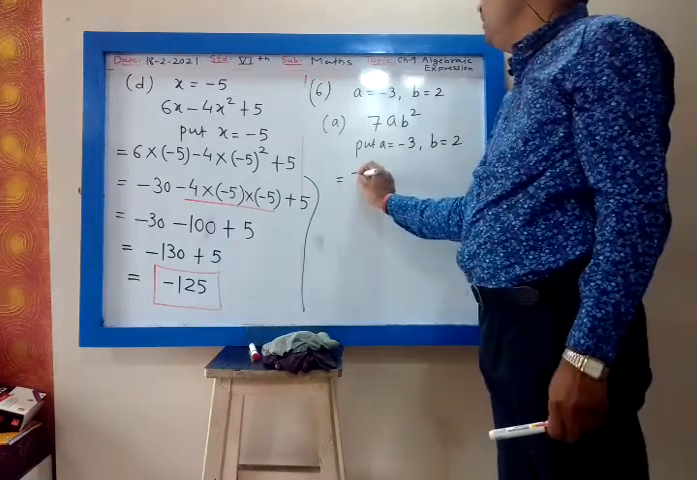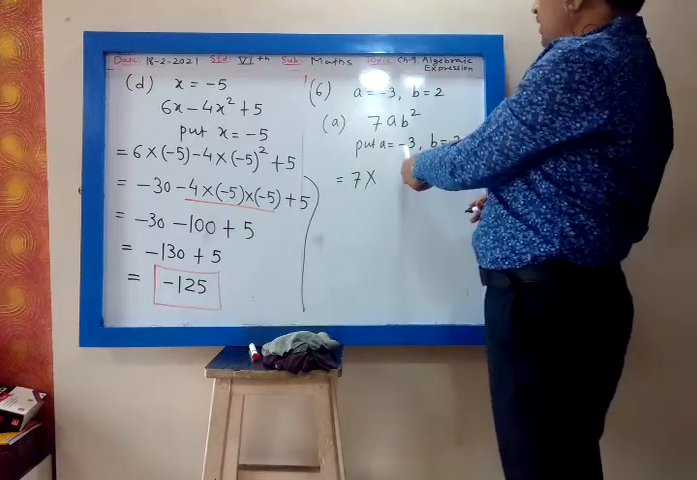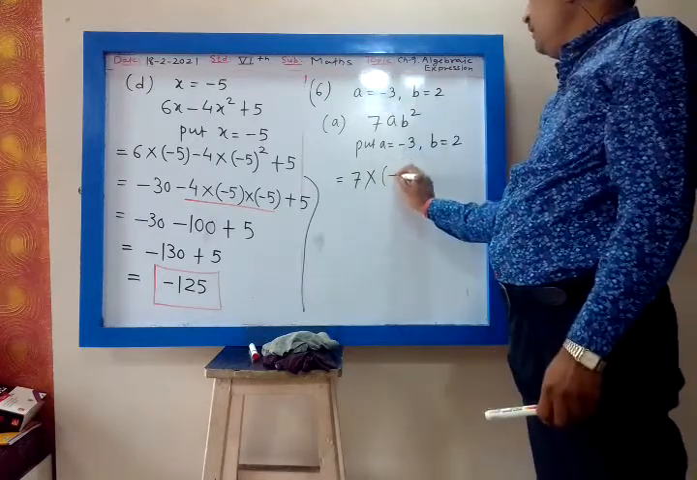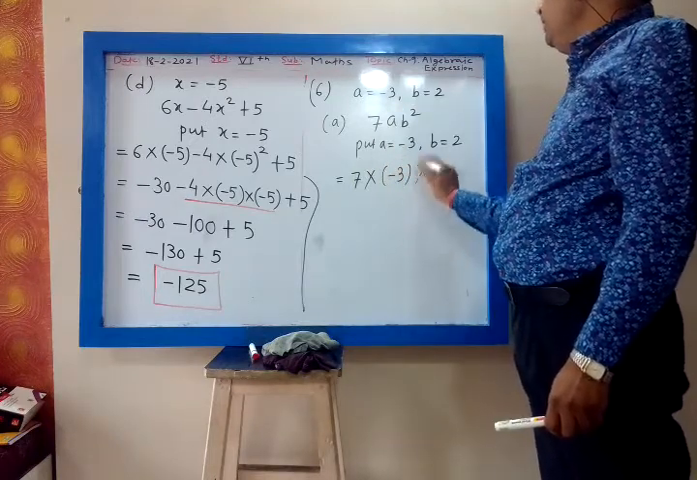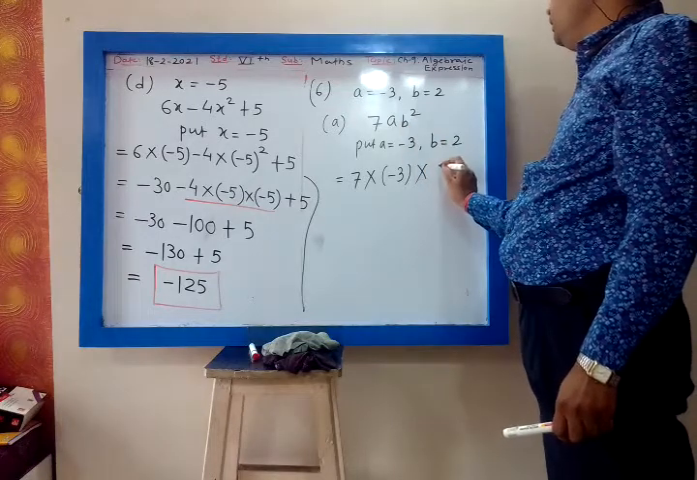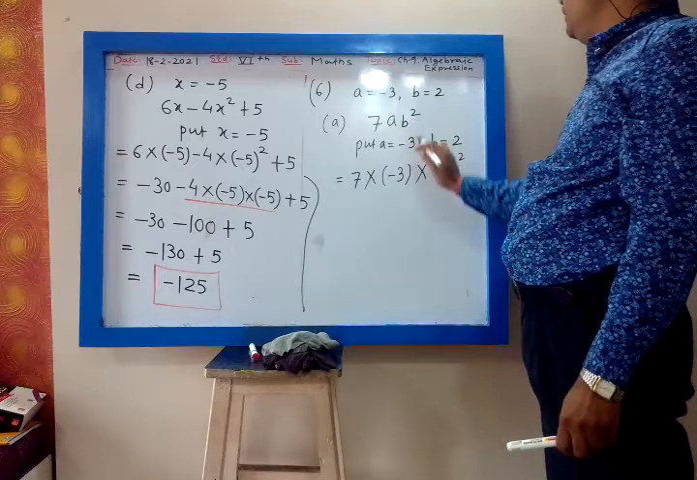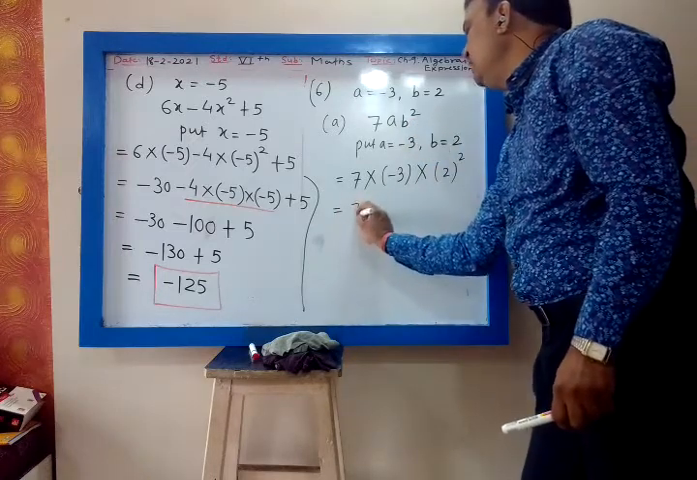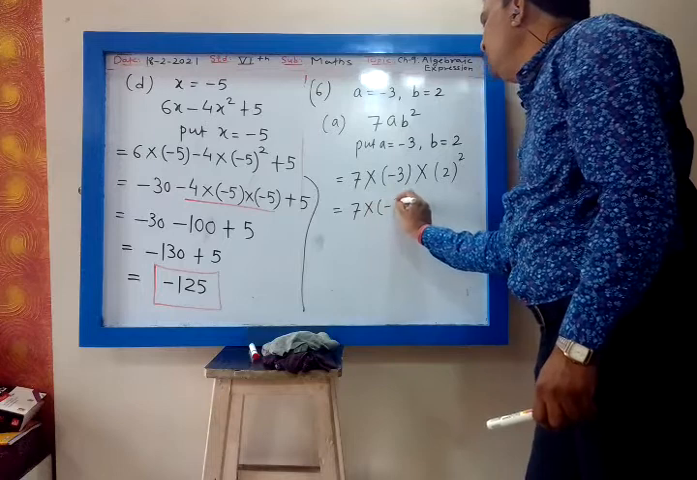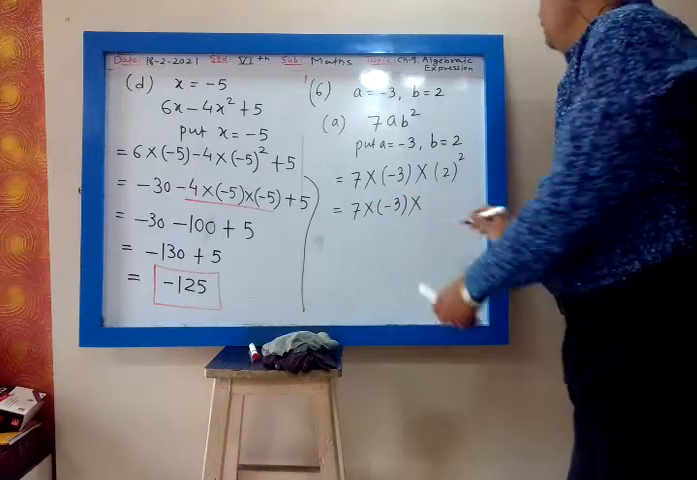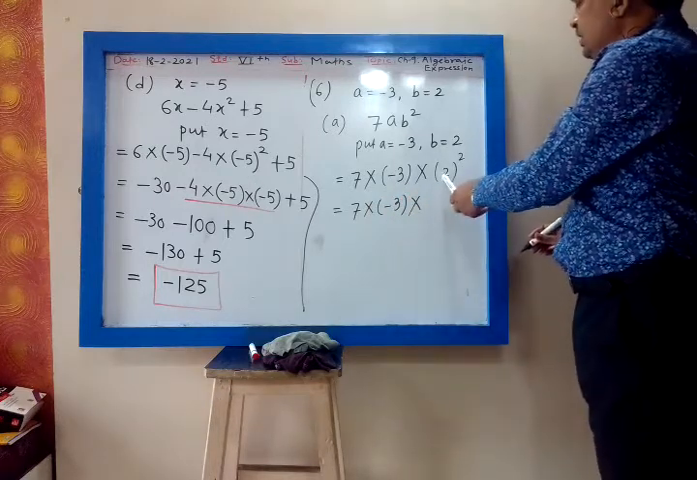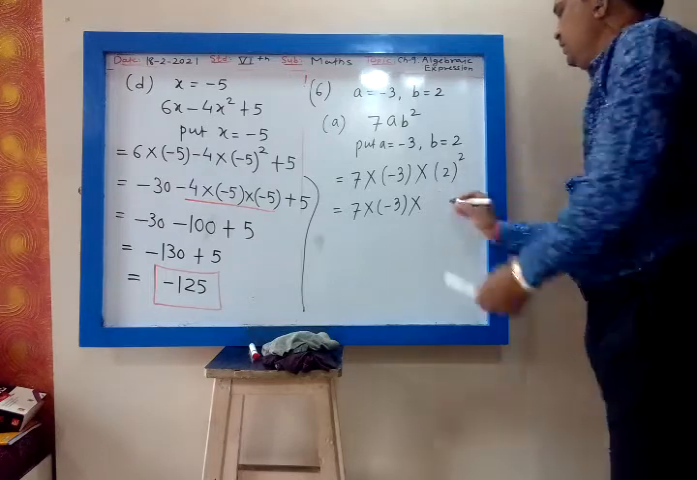So that will be 7 into A. What is the value of A? Minus 3, into B square. What is B? 2. B is 2 raised to 2, power of B is 2. So that is 7 into minus 3 into 2 power 2. What do you mean by 2 power 2? You have to multiply the head 2 times.